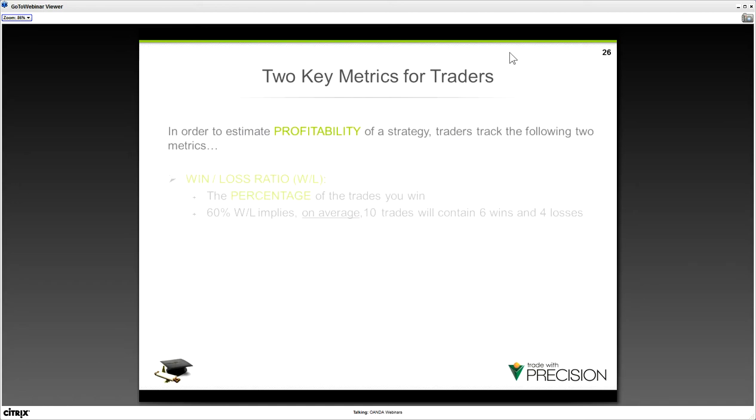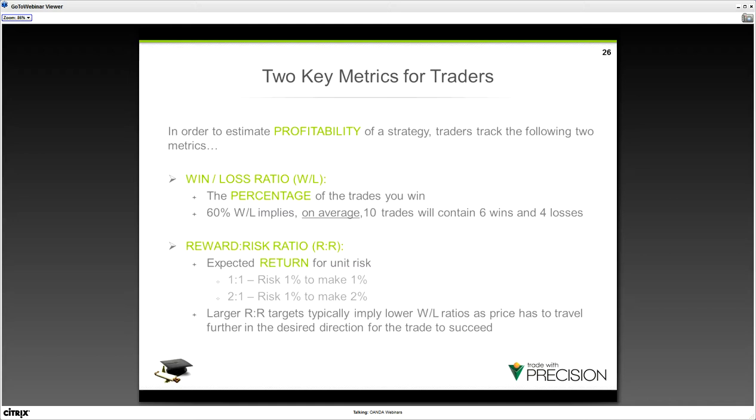Two key metrics are important for traders to watch for when assessing your performance over a large sample set of trades. So to gain an estimation of your profitability on a particular strategy, traders will typically track these metrics. Number one, the win-loss ratio. Okay, this represents the percentage of trades you can expect to win with a given trading strategy. So for example, say a 60% win-loss ratio would imply that on average 10 trades will consist of 6 winners and 4 losers. And understanding how often our trade strategies are profiting helps us to determine the appropriate reward to risk for that particular strategy.